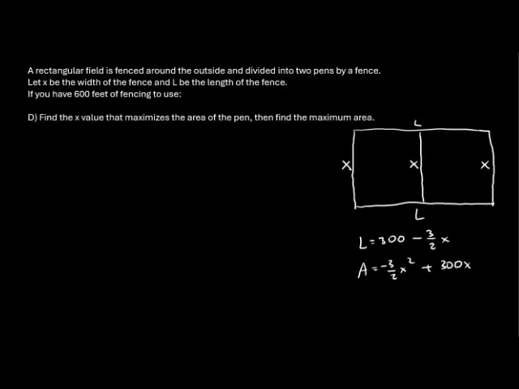Now that we have an equation for area, we may find an x value that maximizes the area of the pen, and find the maximum area that goes with it. Remember, when we see the word maximize, we want to think about the vertex. To find the vertex, we will say x is equal to negative b over 2a. In our area equation, our a value is the number next to x squared, and that's negative 3 halves. And we can say negative 1.5 if we wish. Our b will be 300.